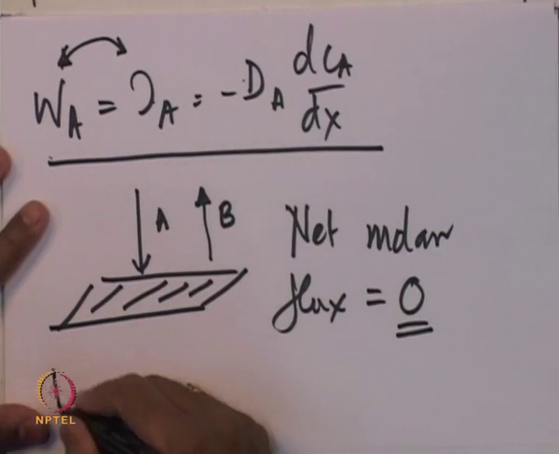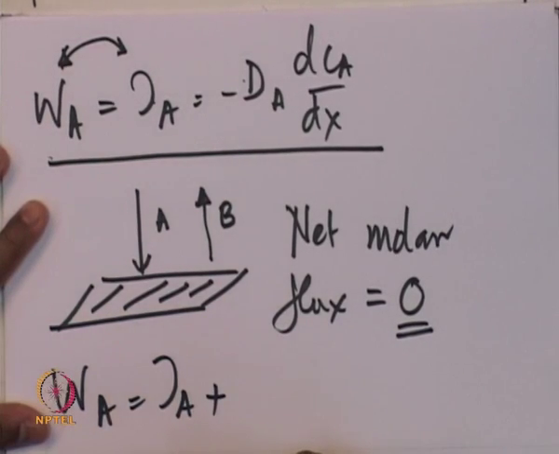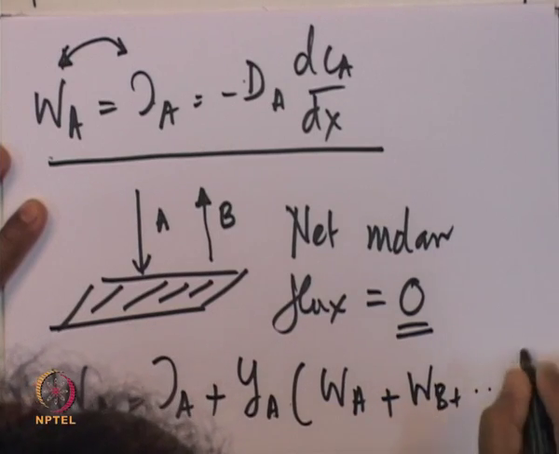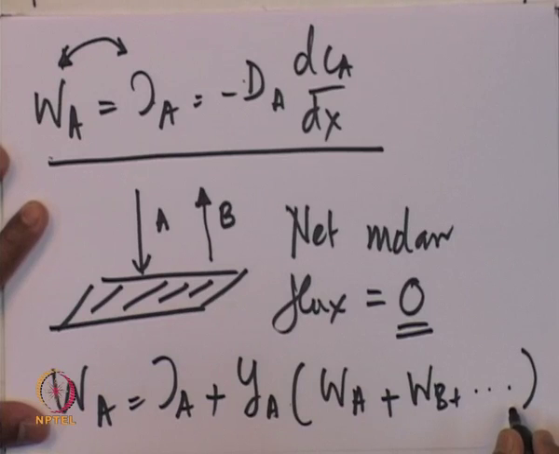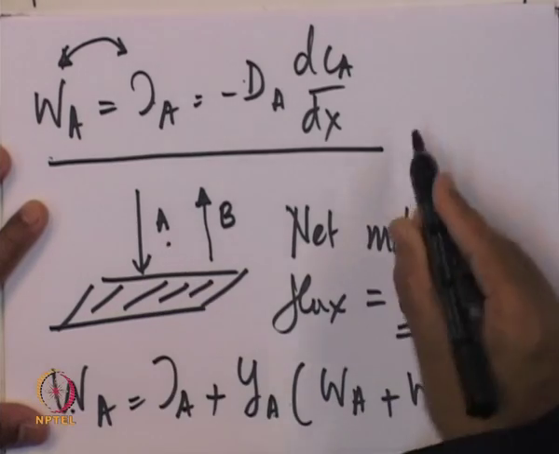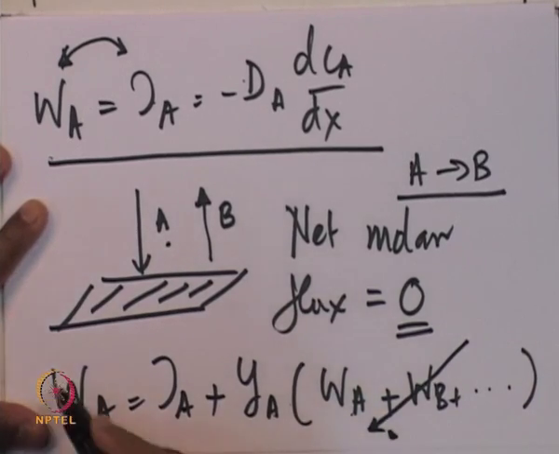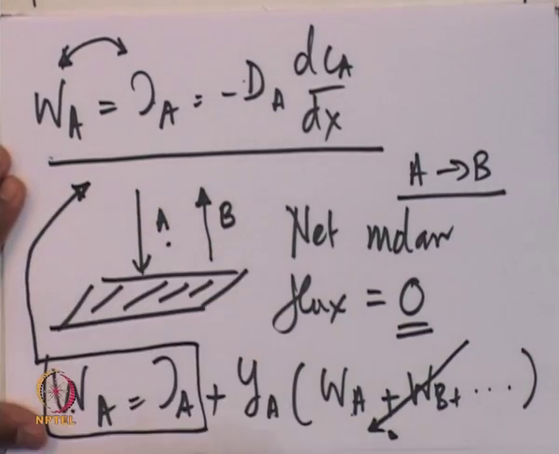WA is equal to JA. Otherwise, WA is equal to JA plus YA, the mole fraction, times WA plus WB, the total. So if this net flux is significant or finite, then WA is not equal to JA. But in this particular case, for an equimolar reaction A going to B, WA becomes equal to WB with a negative sign, so the net flux becomes 0, and that is why WA is equal to JA. This is very important.